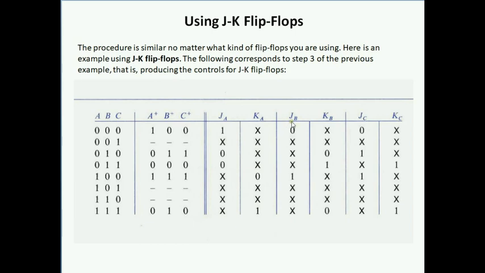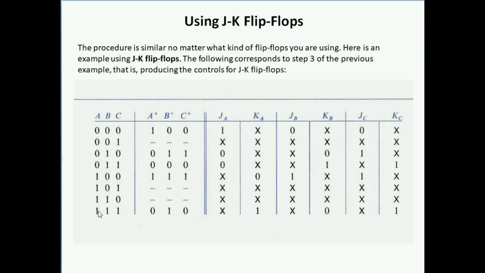So the controls for flip-flop C are going to be 0 and X, since flip-flop C is going from 0 to 0. And similarly for the B, 0 and X, because it's going from 0 to 0. Again, in the case of a state that is never going to appear, everything is going to be don't cares.